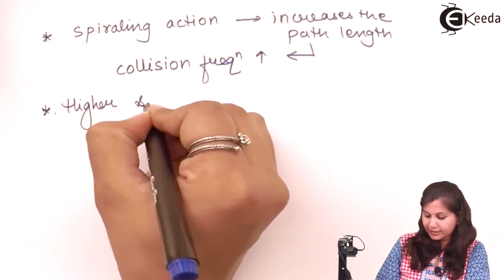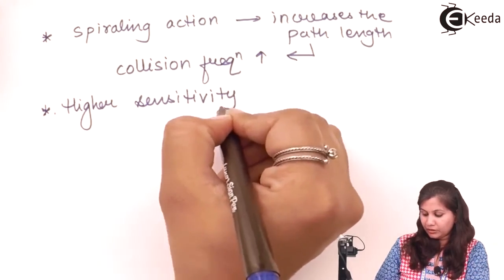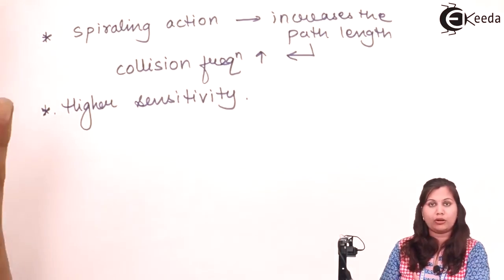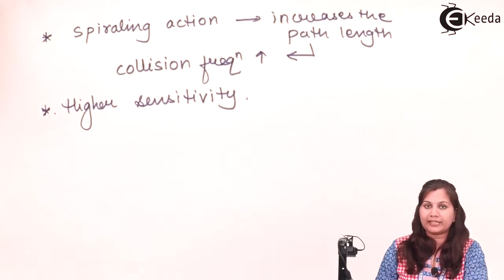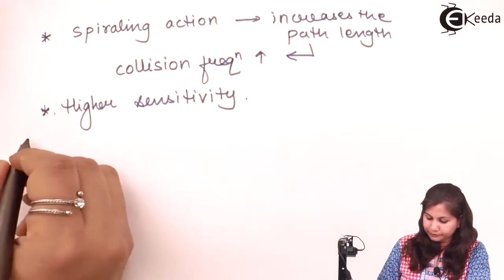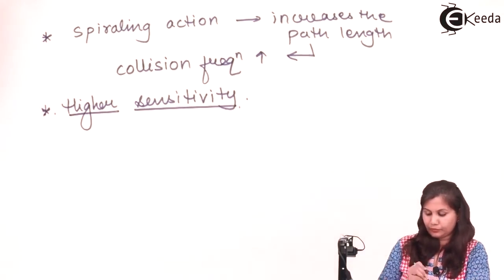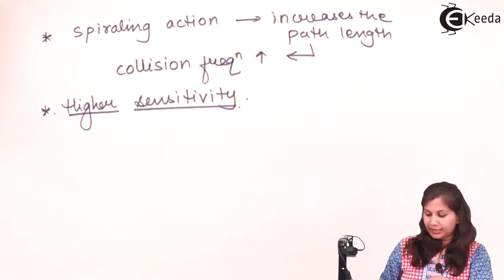So a higher sensitivity can be achieved by not only having a potential field but also having a magnetic field in the cold cathode type ionization vacuum gauges. So that provides a higher sensitivity to these types.